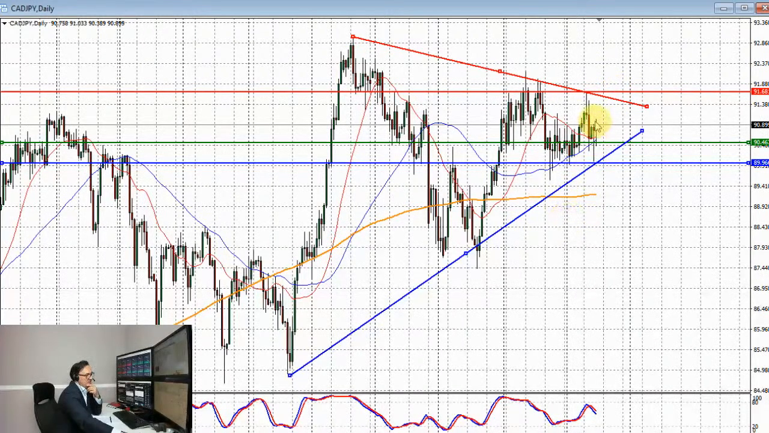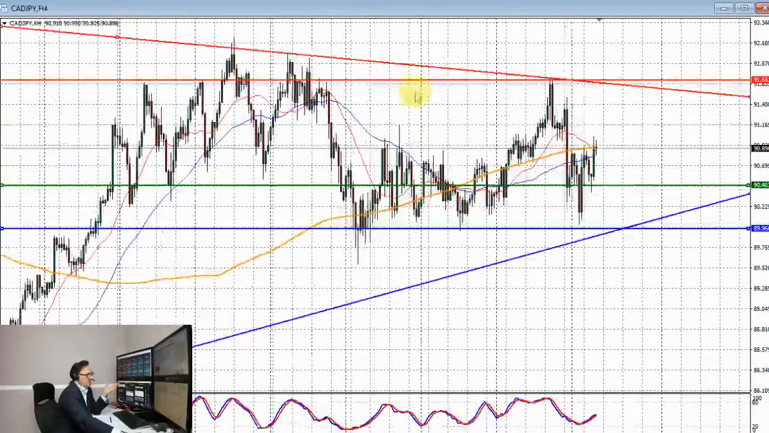Alternatively, if we see a reversal and an end of day close below 90.50, all bets are off. Potentially we could see a deeper corrective pullback, potentially towards 90, maybe even 89.40, 89.20 to the downside. So something like that could happen. So I wouldn't know what to do with this because I've never traded it. Oversold, overbought.